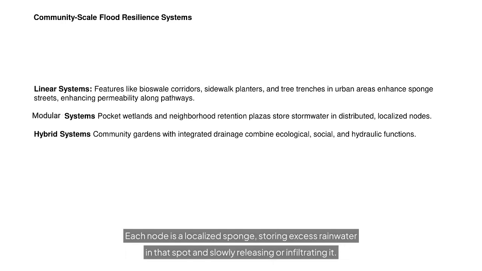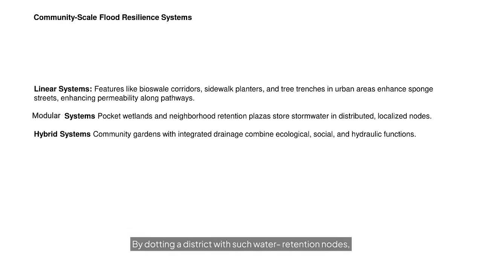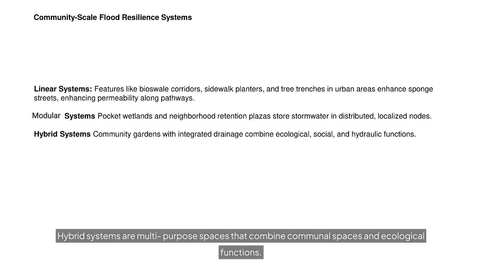Each node is a localized sponge, storing excess rainwater in that spot and slowly releasing or infiltrating it. By dotting a district with such water retention nodes, the community can manage flash floods where they occur. Hybrid systems are multi-purpose spaces that combine communal spaces and ecological functions.